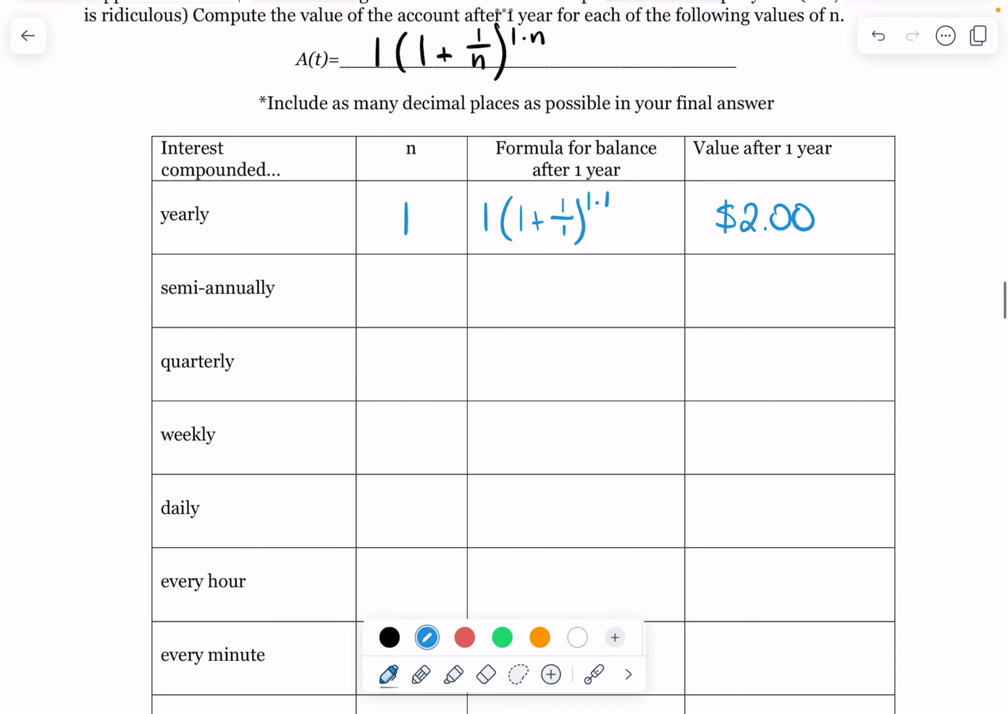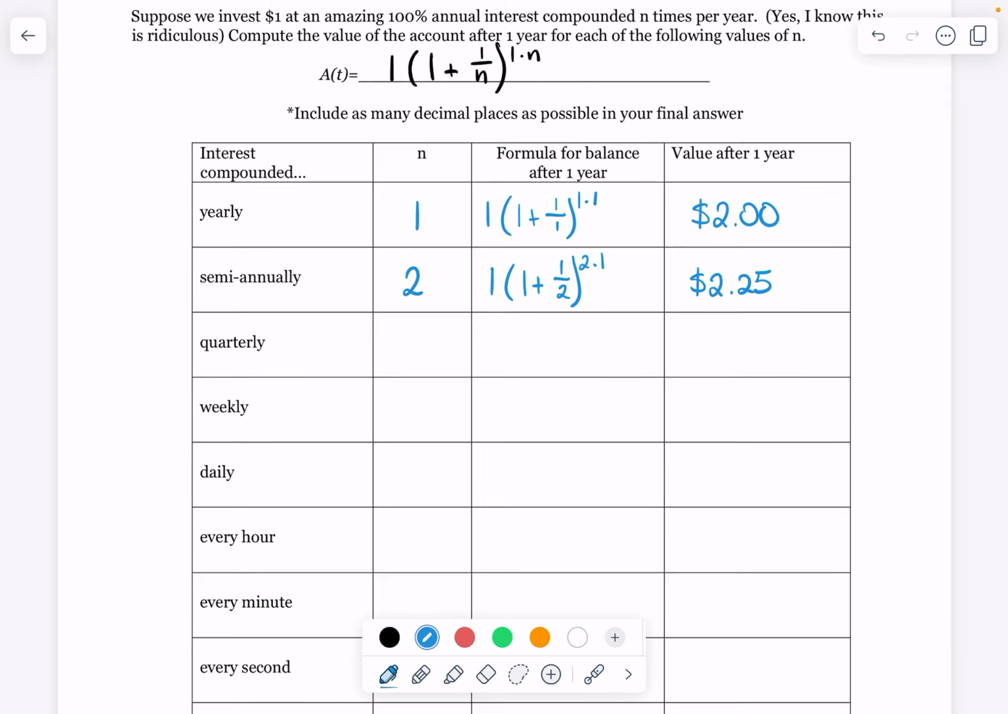Let's say that we wanted to do this semi-annually. That means twice per year. So our starting amount is the same, it's just our n that's going to be changing. If we run the calculation for that, it's going to end up as $2.25. So actually a pretty significant improvement in that case. That's 25 cents, which on a total amount of $2 is a pretty significant portion.